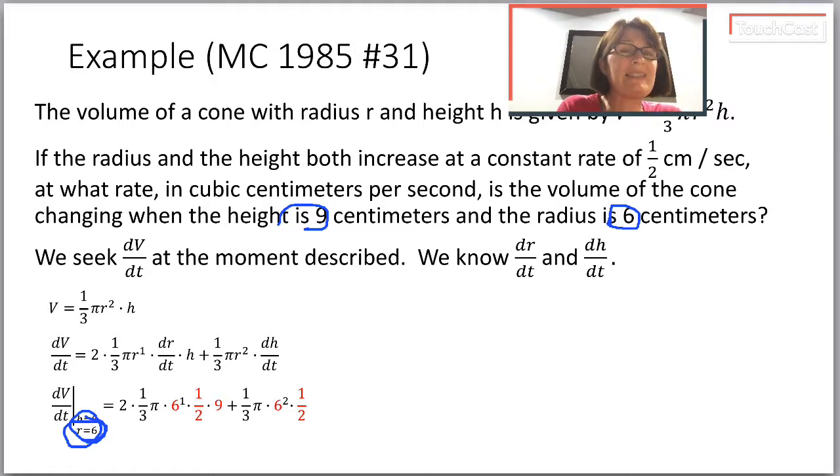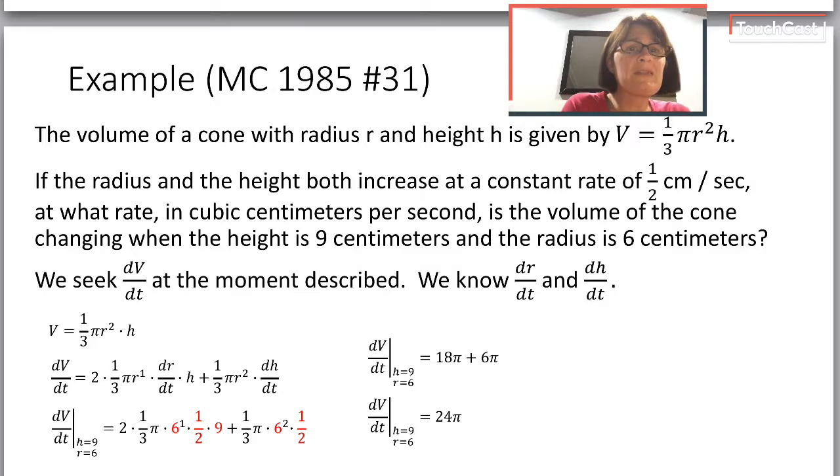To just label that dV/dt is not technically correct. So I've replaced my r with 6, my h with 9, and my dh/dt and dr/dt are both, in this case, 1/2.